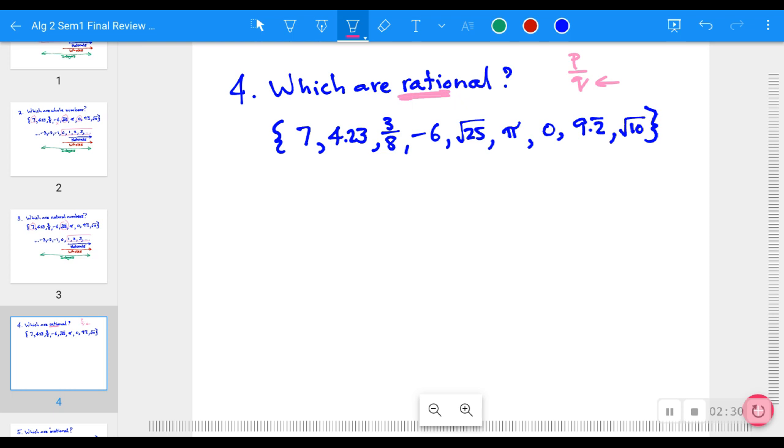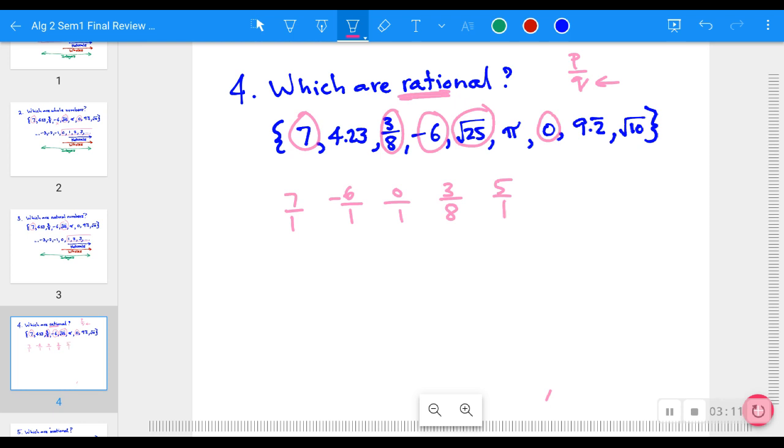I'll just start with the integers, and they're easy. 7 could be 7 over 1. Negative 6 could be negative 6 over 1. You can see I'm making fractions out of these. 0 can be 0 over 1. And so I've made fractions out of those. Also rational are the ones that are already in fractional form, like 3 over 8. Oh, and I forgot square root of 25, which is 5 over 1.